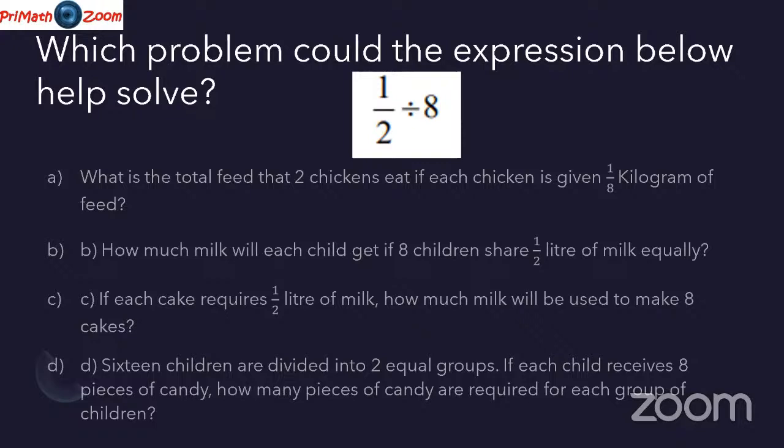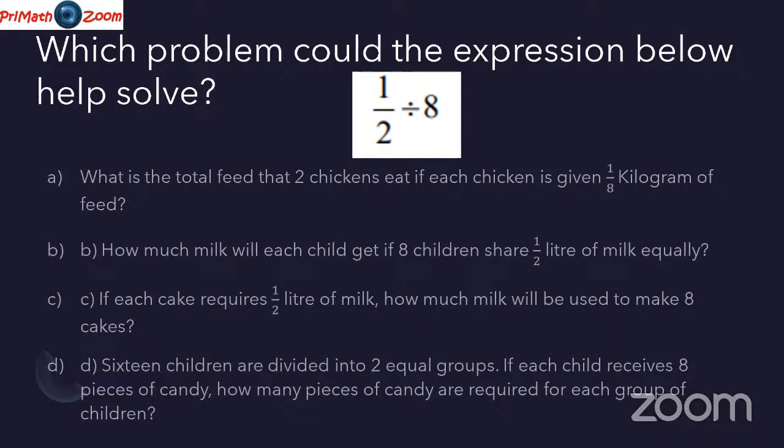So even though the numbers 16 and 2 came first, let's think about how all these numbers relate and how we are going to use them. 16 children are divided into 2 equal groups, but it's still 16 children, right? Yes, it's still 16 children. If each child receives 8 pieces of candy, how many pieces of candy are required for each group of children?